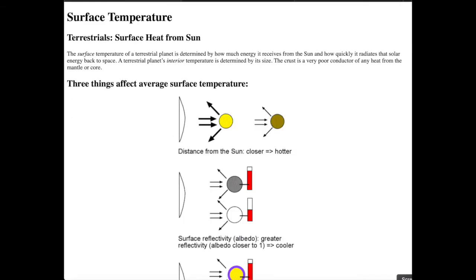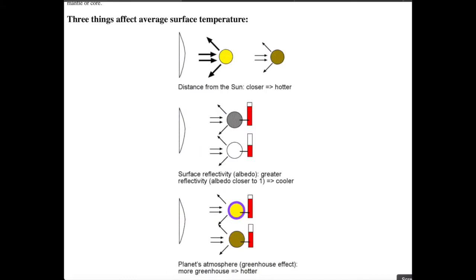Next slide. The surface temperature of a terrestrial planet is determined by how much energy it receives from the sun and how quickly it radiates that solar energy back to space. A terrestrial planet's interior temperature is determined by its size. The crust is a very poor conductor of any heat from the mantle or core. Three things affect the surface temperature.